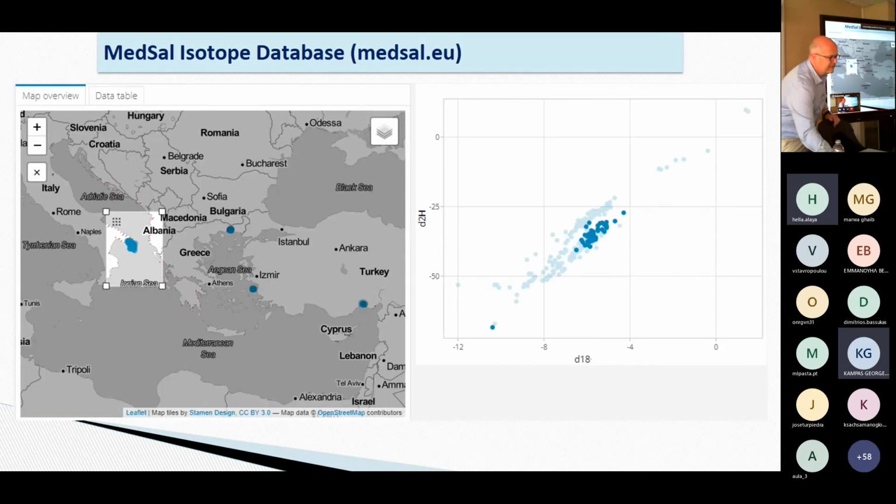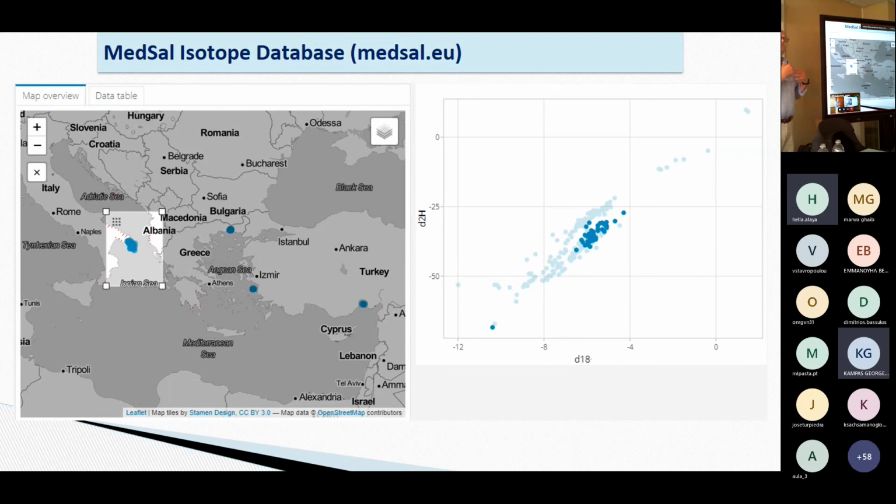I would now like to take you through our study areas. Dimitrios Bassoukas has programmed a web application in which you can access the chemical data and the isotope data that we have collected in the MedSal project. So you can access it through MedSal.eu, our webpage, and when you click on chemistry, you see the chemistry from the study areas, and when you click on isotopes, you see the isotopes from the study areas.